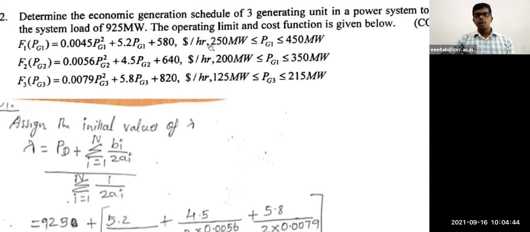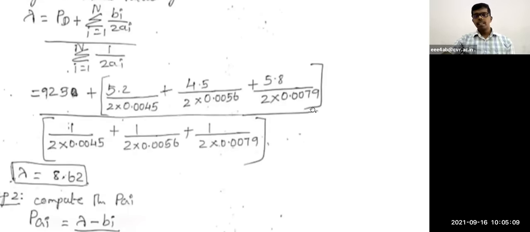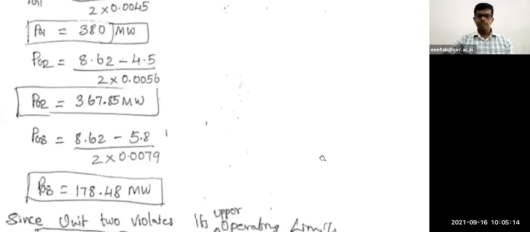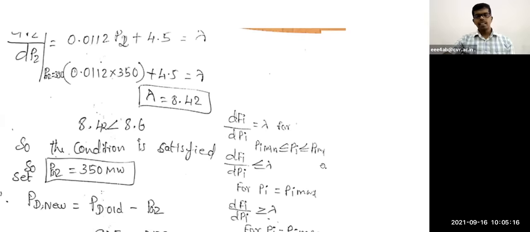Okay, full marks. So after writing this PG1, PG2, PG3, these limits, that is 250 megawatt less than or equal to PG1 less than or equal to 450 megawatt. Like that, 200 megawatt less than or equal to PG2 less than or equal to 350 megawatt. So these three limits you need to write. So 125 megawatt less than or equal to PG3 less than or equal to 215 megawatt. Again, you need to verify the demand also, whether it is satisfying our demand. If you verify, it will come not exactly 925 megawatt.